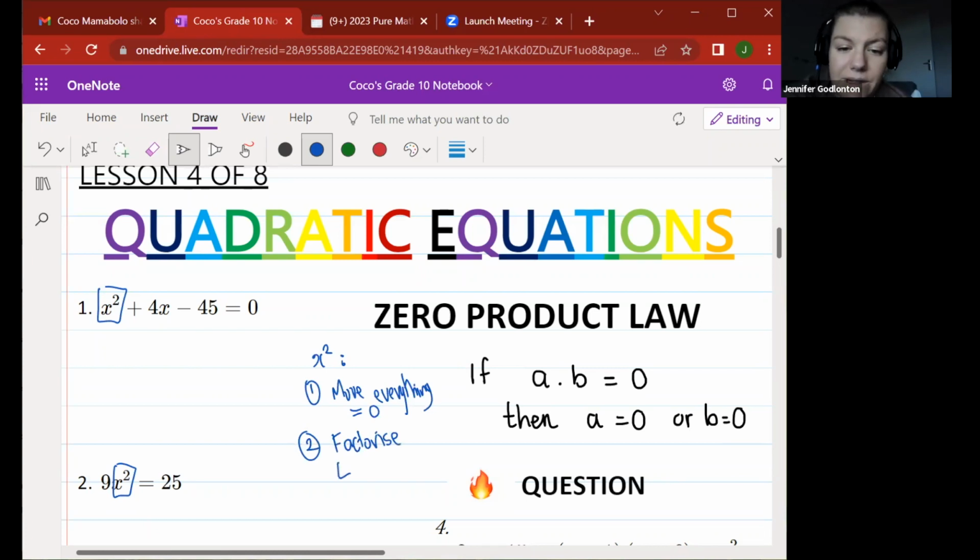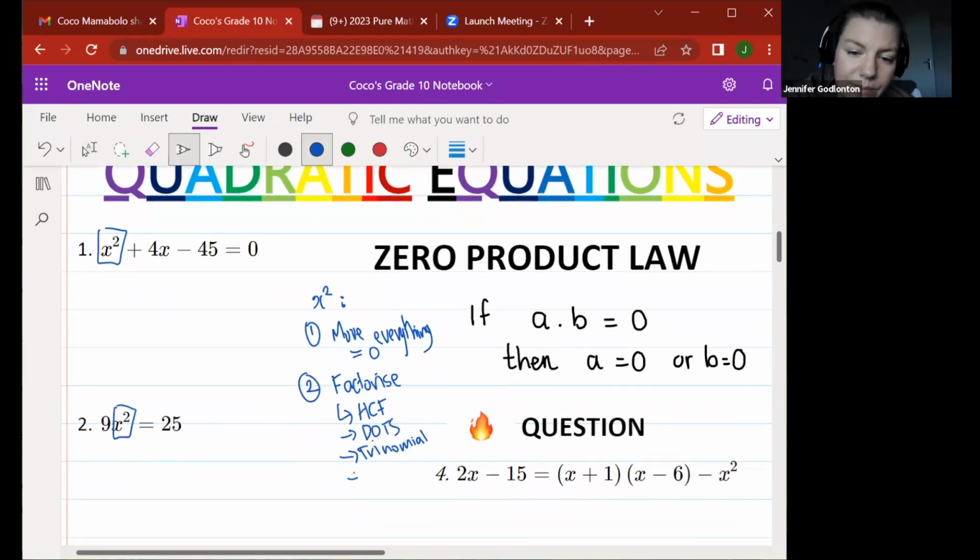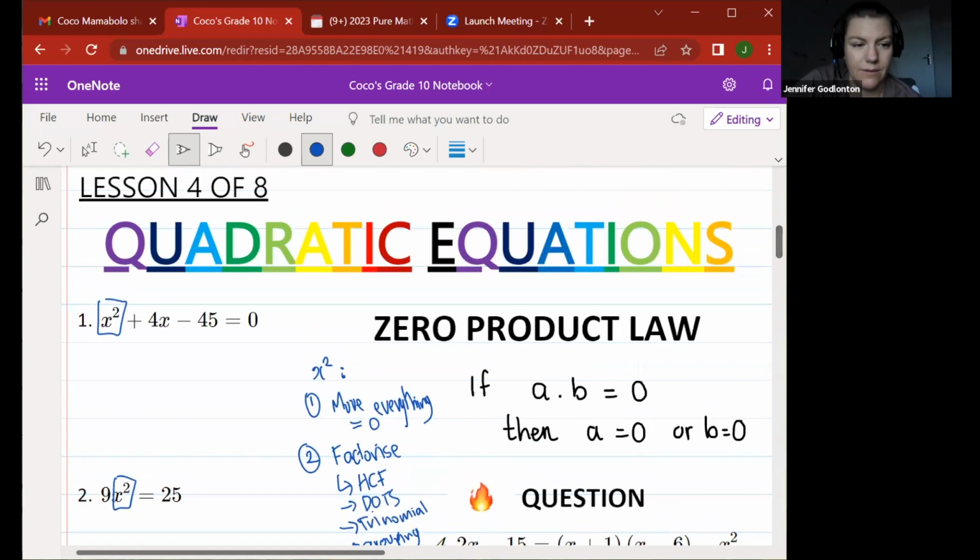Okay, and when we factorize, it could be a highest common factor. It could be difference of two squares. It could be a trinomial. Or it could be, oh, goodness gracious, grouping. All right. So just focus on question 1 and question 2 at the moment. See if you can find some lovely answers for me.